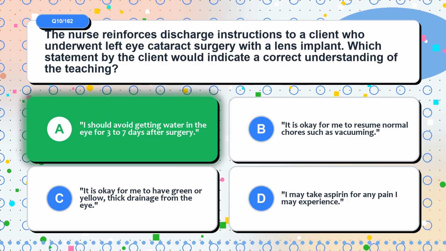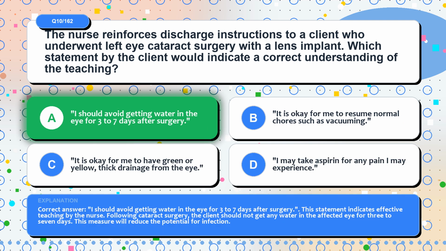The correct answer is option A. I should avoid getting water in the eye for 3 to 7 days after surgery. This statement indicates effective teaching by the nurse. Following cataract surgery, the client should not get any water in the affected eye for 3 to 7 days. This measure will reduce the potential for infection.